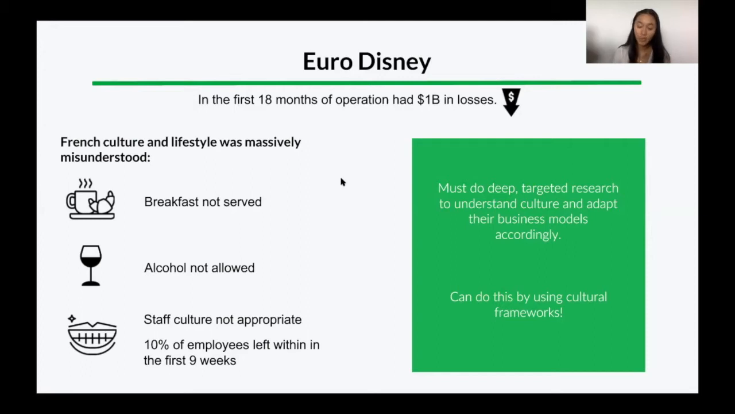For example, breakfast in the park was not served. And for the French, breakfast is one of the most important moments of the day. Moreover, alcohol was not allowed in the park, despite the fact that the French almost always had a glass of wine with their main meals. And in addition, their staff culture was just not appropriate. The fact that they were always expected to be smiling and kind just did not reflect French attitudes, and staff were not comfortable with these policies.